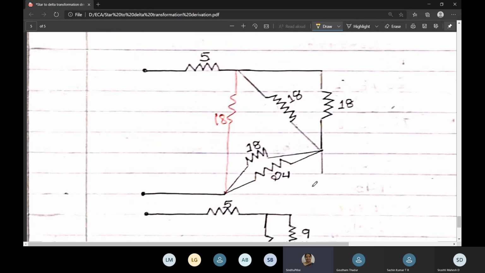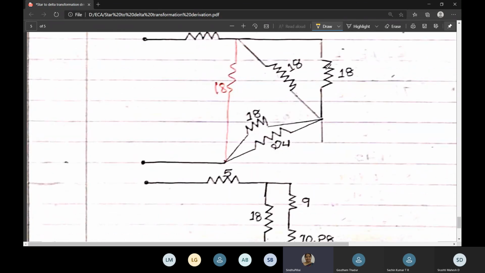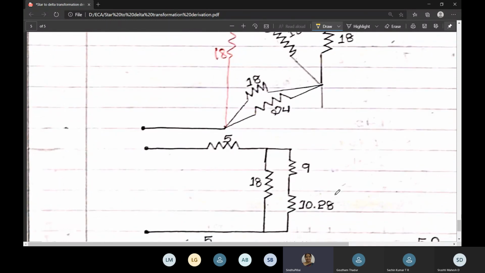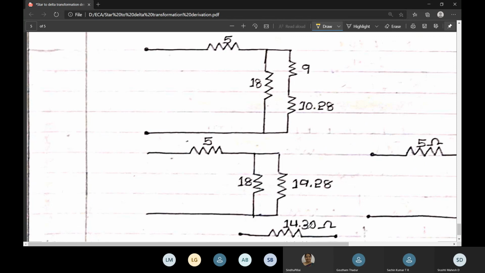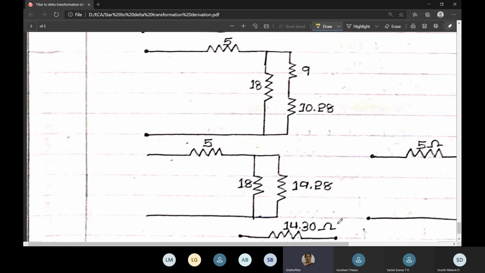18 and 24 are in parallel. 18 and 18 are also in parallel. When both are converted to parallel, we'll get 9 and 10.28. 9 and 10.28 are in series, and that is in parallel with 18. This is how the network is reduced.